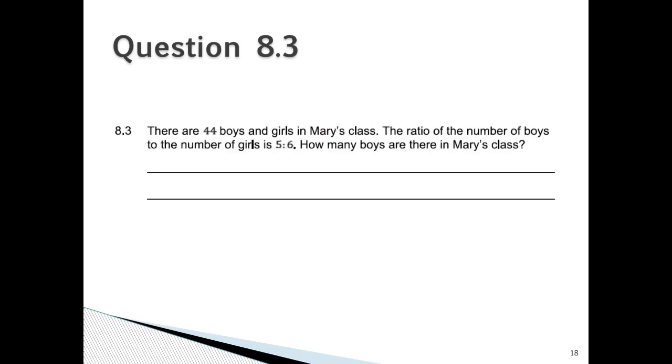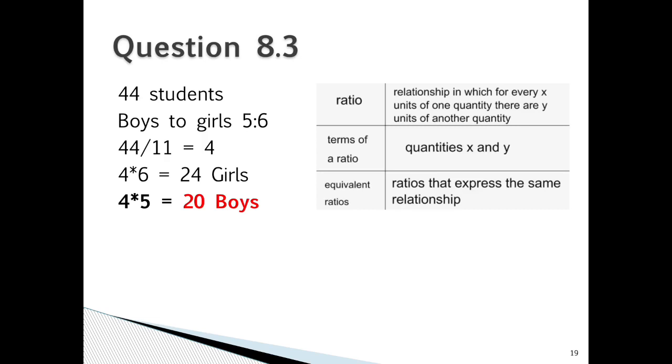Question 8.3. There are 44 boys and girls in Mary's class. The ratio of the number of boys to the number of girls is 5 is to 6. How many boys are there in Mary's class? A ratio is the relationship in which for every x units of one quantity there are y units of another quantity. The terms of a ratio are the quantities x and y. Equivalent ratios are ratios that express the same relationship.